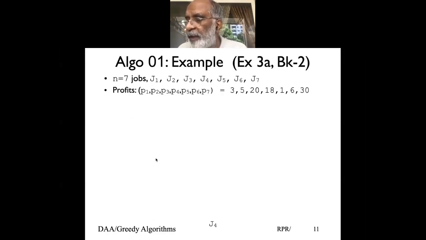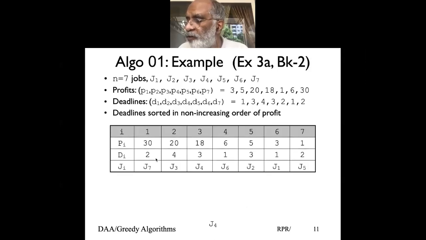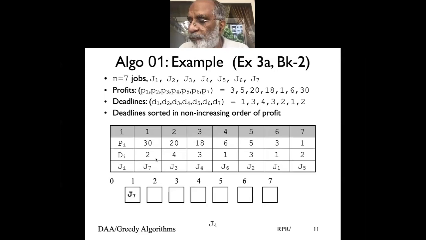So let's start again. I sort them as per the profit. First job is J7, so J7 comes here. The next job, number 2, is J3. Now we look at J3, which has a deadline of 4. That means J3 cannot be scheduled before J7. Remember, all the jobs have to be scheduled in the order of deadline. So J3 cannot be scheduled before J7, which means J7 cannot be shifted. So we put J3 in slot number 2. Now we look at J4.